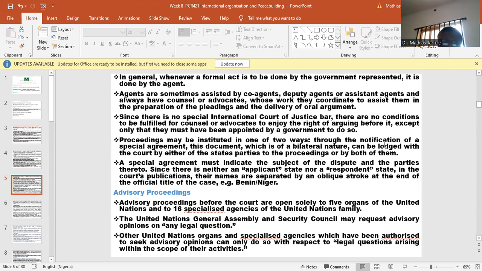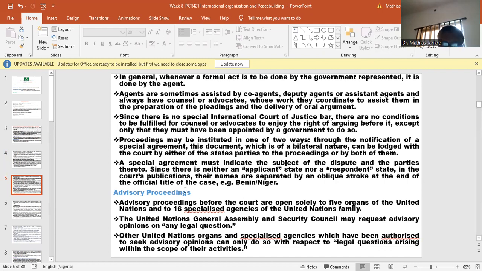Through the notification of a special agreement. This document, which is of a bilateral nature, can be lodged with the court by either of the states parties to the proceedings or by both of them. A special agreement must indicate the subject of the dispute and the parties thereto, since there is neither an applicant state nor a respondent state. In the course of publication, their names are separated by an oblique stroke at the end of the official title of the case, e.g. Benin/Niger.